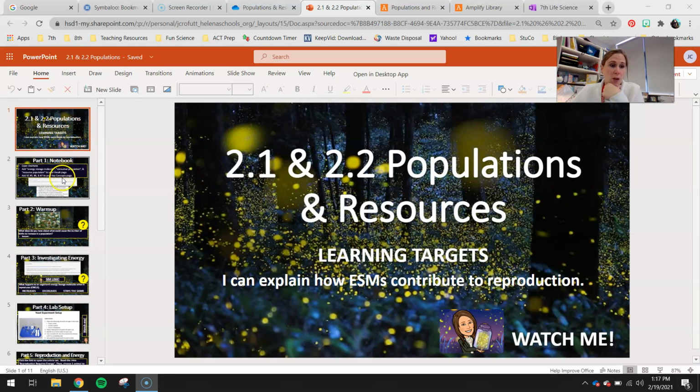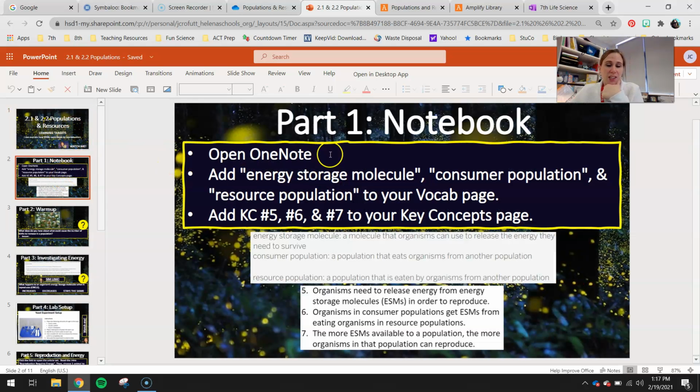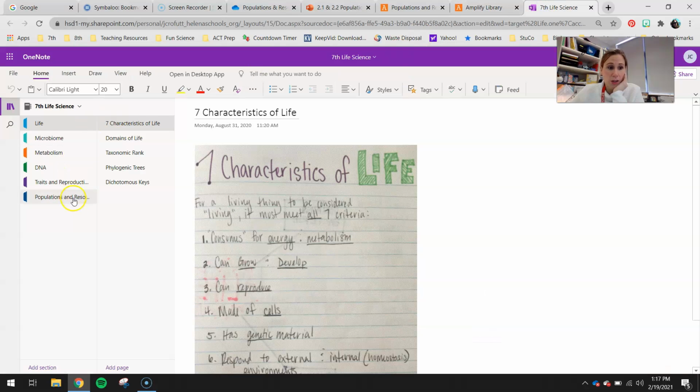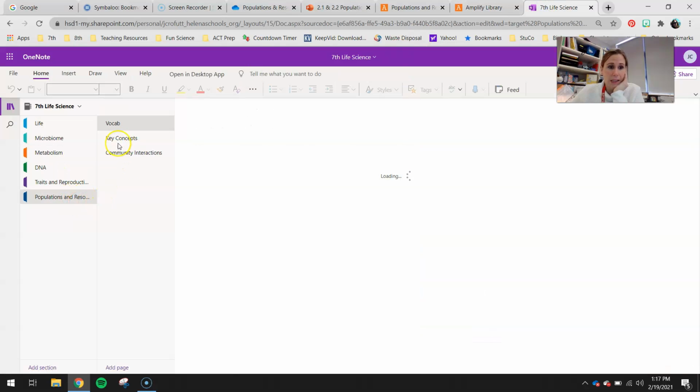Okay? All right, so moving on, you have some notes to add into your OneNote today. Open up your OneNote, go to your section titled Populations and Resources, and in your vocab page, add energy storage molecule, consumer population, and resource population. Then you're also going to add to your key concepts page, key concepts 5, 6, and 7. So it should look a little something like this.